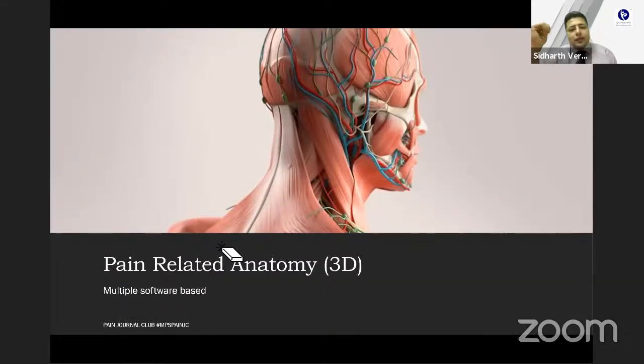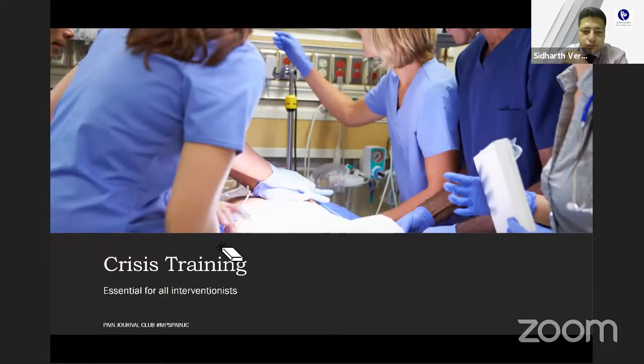Here is another resource which can be used for simulation, which is the pain related anatomy in 3 dimensions. There are multiple options. If you just Google anatomy 3D, you'll get multiple software based options, and these can be used very well to train the fellows or the trainees in a simulated manner. It can be a part of a very big scenario also, or it can be just a task by itself.